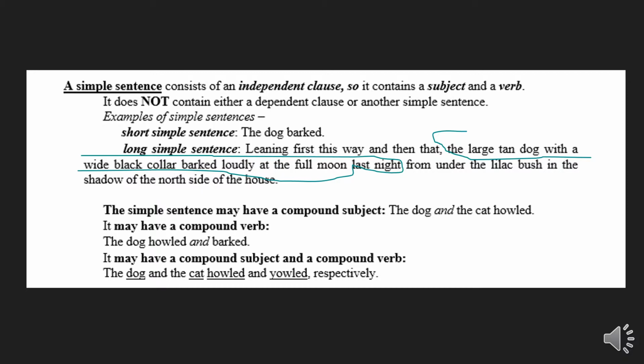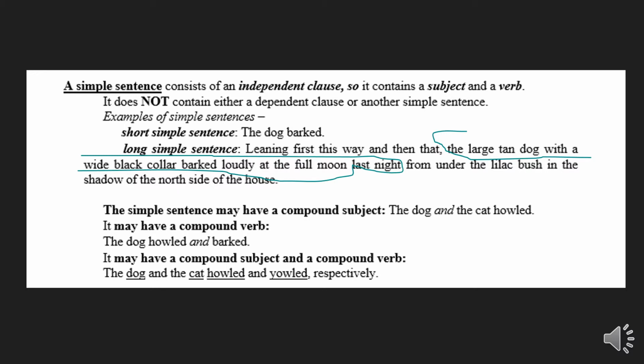But then we also have an example of a long simple sentence. Leaning first this way and then that, the large tan dog with a wide black collar barked loudly at the full moon last night from under the lilac bush in the shadow of the north side of the house. Really, all of this extra information are what you call prepositional phrases. They just add extra information to the sentence. You still have a simple independent clause here in the middle. It's the large tan dog, your subject, with a wide black collar, barked, again, there's your verb, barked loudly at the full moon last night.